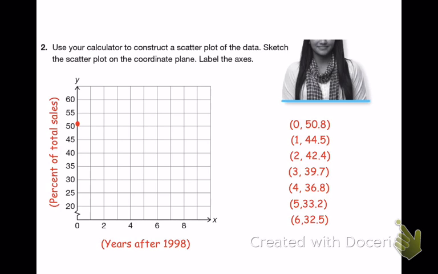So let's go ahead and graph it. 50.8 is right there. At 1, we're going to go up about 44.5. I would say pause this, graph them, and then just double check your work. So here are the rest of the points. And we see a negative trend, or a negative correlation. Points are slowly and steadily going down in a linear fashion.